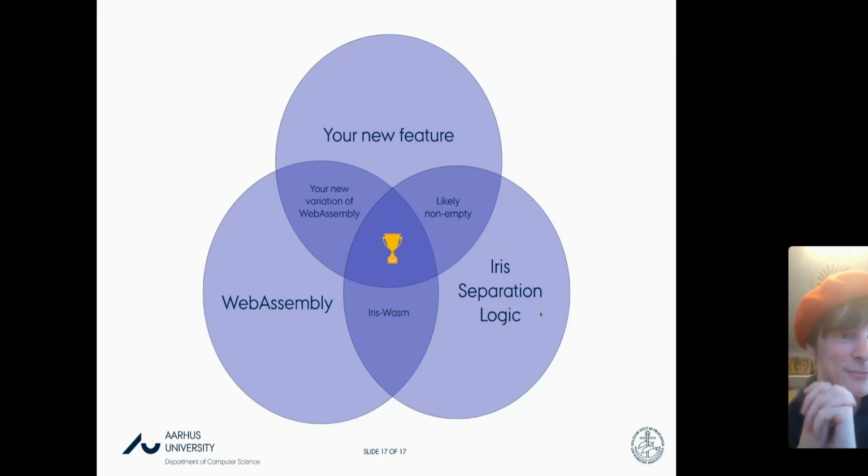I have one question. Iris is famous for doing concurrent reasoning. Clearly, you're not modeling concurrency in Wasm yet. Have you looked at that at all?